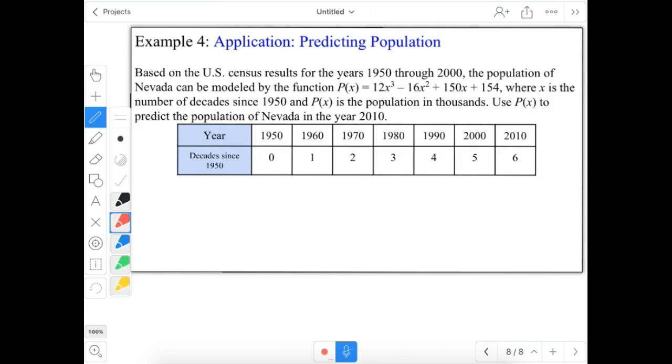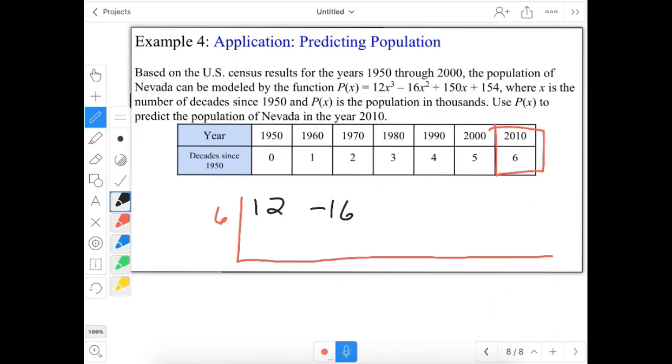Up to 2000, that's going to be our function, and we're looking at decades, so 2010 is going to be 6 decades away. So we can either plug in a 6 into each of those values and evaluate, or we can use synthetic substitution along with the remainder theorem. So this is going to be a 6 on the outside, and we put in our values, 12, negative 16, 150, and 154. And then we do synthetic division.